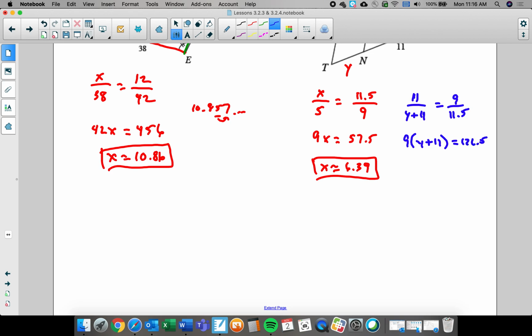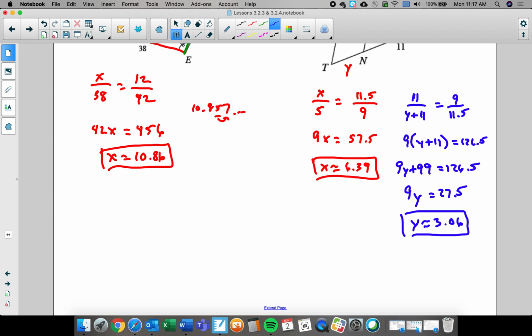And now we can solve. I'm going to distribute the 9. 9y plus 99 equals 126.5. Subtract the 99 over, which means 9y equals 27.5. And then we can divide both sides by 9, and I get y approximately equal to 3.06 if you round correctly to the hundredths place. That one turns out to be 3.055.